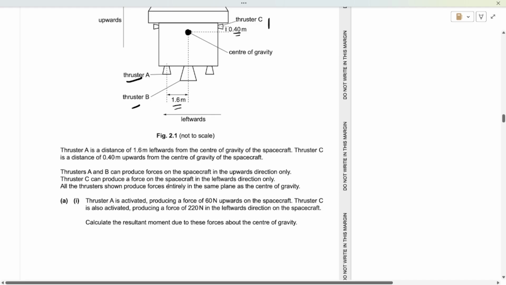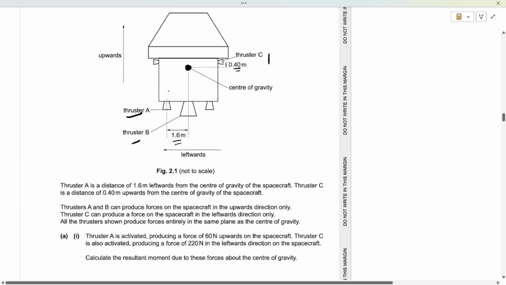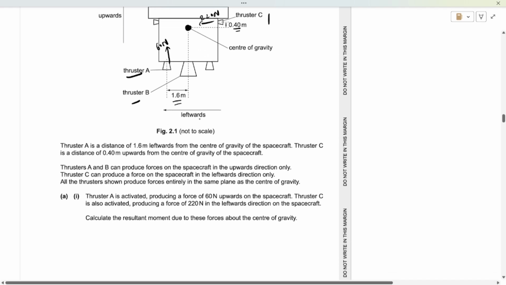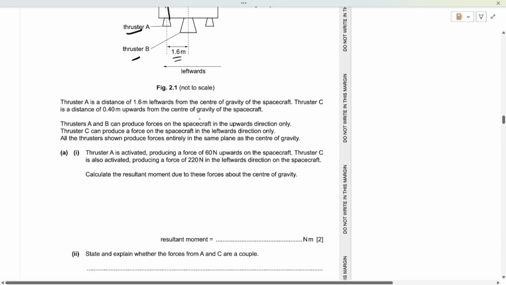Thruster A is activated, producing a force of 60 Newton upwards. So this is going to give a force of 60 Newton in the upward direction. Thruster C is also activated, and this is going to give a force of 220 Newton in the leftward direction. So we need to calculate the resultant moment.